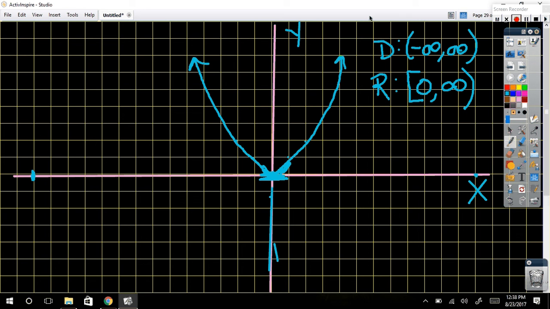So why doesn't the domain have 0 in it? Well, because the domain is left to right instead of up and down. So if you look, there's nothing keeping it from moving further left and right. You see what I'm saying? I got it.